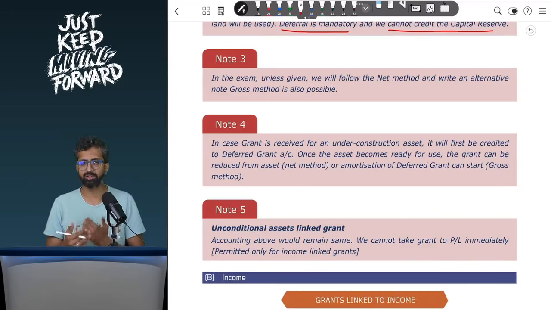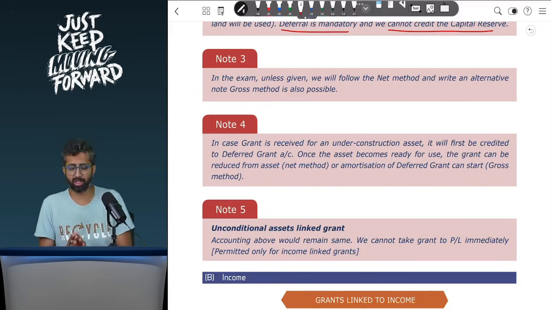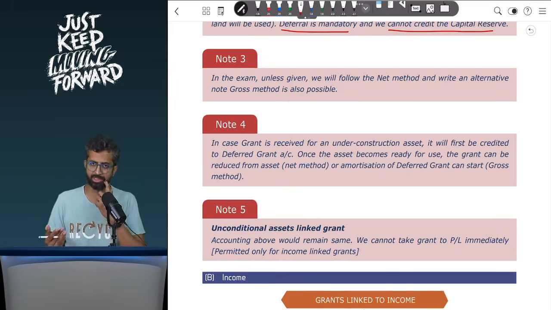If the grant is for an under construction asset, usually as good accounting practice, we can keep it in the deferred grant account till the time the asset is completed, and once the asset is completed is when the depreciation starts. You can either net it from the asset or you can continue as deferred grant and amortize in the ratio of depreciation.